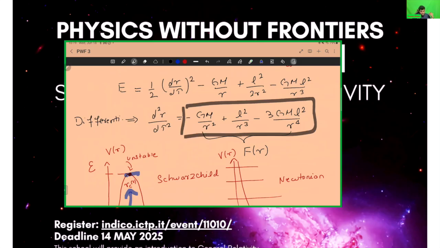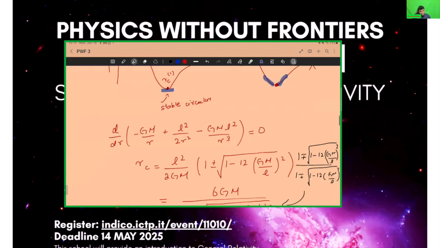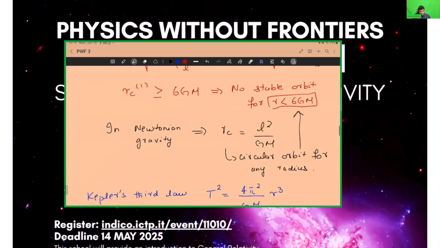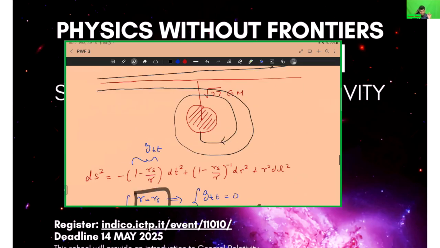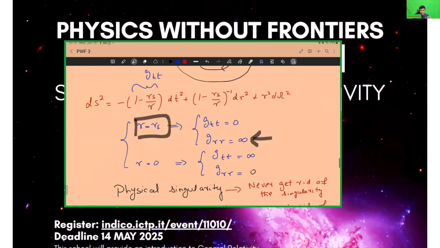If you put r equals 2GM here, you will not get an infinite force or a zero force. It's just a finite normal force. So there is nothing wrong at the event horizon. The problem that you see in the Schwarzschild radius is because you are using bad coordinates. The spherical polar coordinates that we have been using are not ideal coordinates to write down the Schwarzschild metric. There's another way to see this.